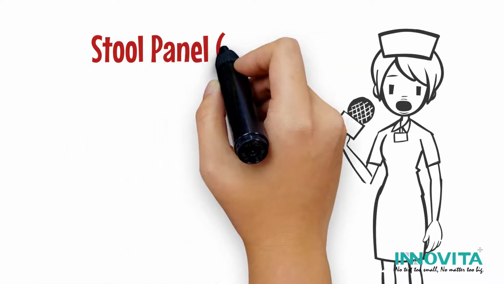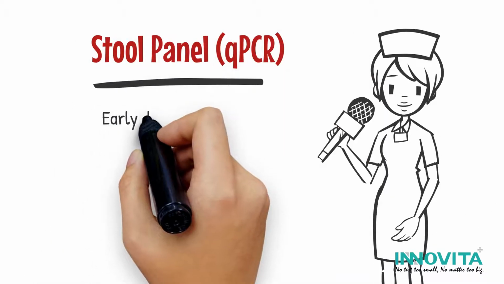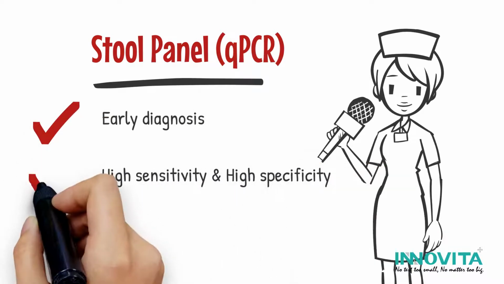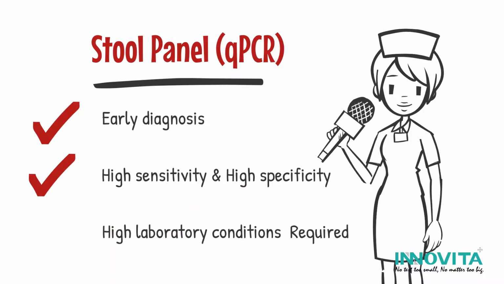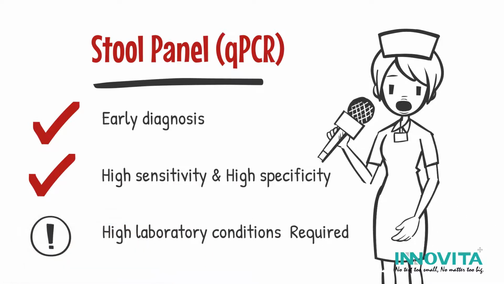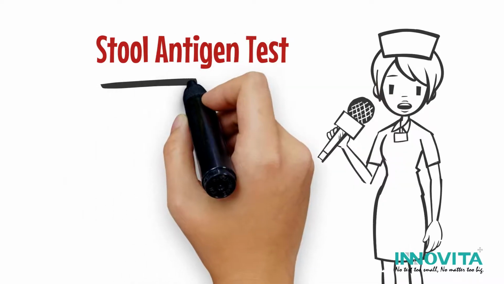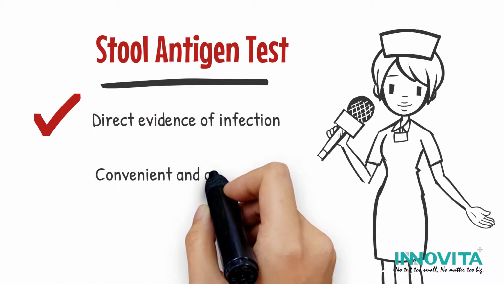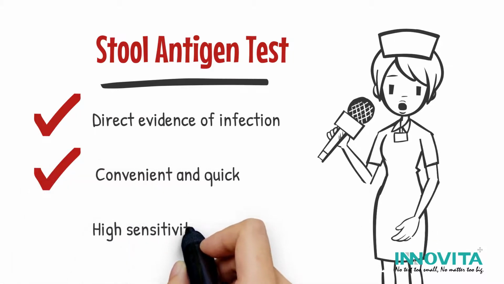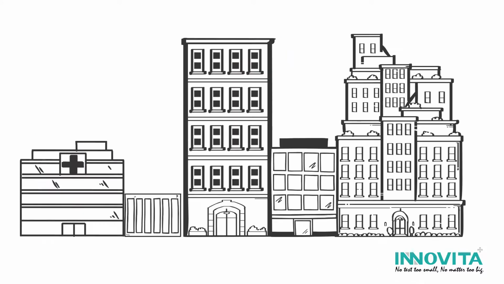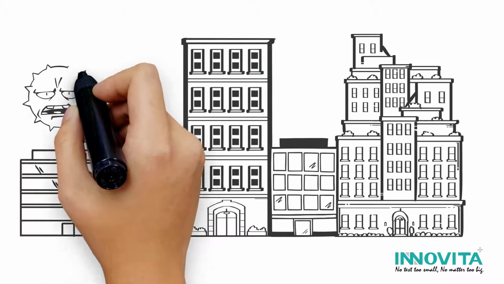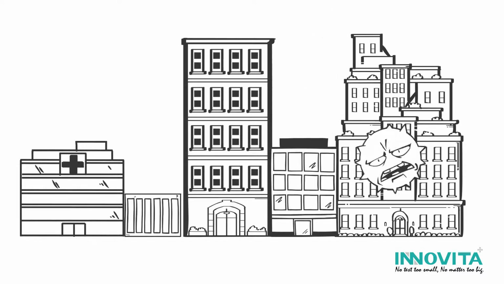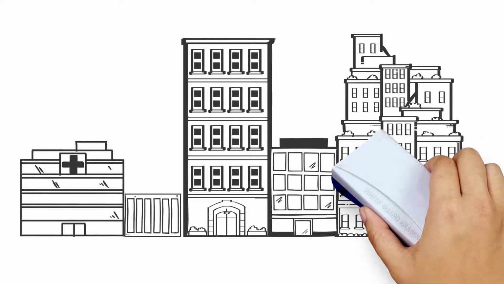The stool panel or qPCR allows early diagnosis and has high sensitivity and high specificity, but it requires high laboratory conditions and needs special equipment. The stool antigen test is the direct evidence of infection. It is convenient and quick, takes less time, and has high sensitivity and specificity. Through the stool antigen test, early diagnosis and rapid management of infectious diarrhea can be achieved, and the virus can be prevented from spreading in the community and hospitals in the shortest time.